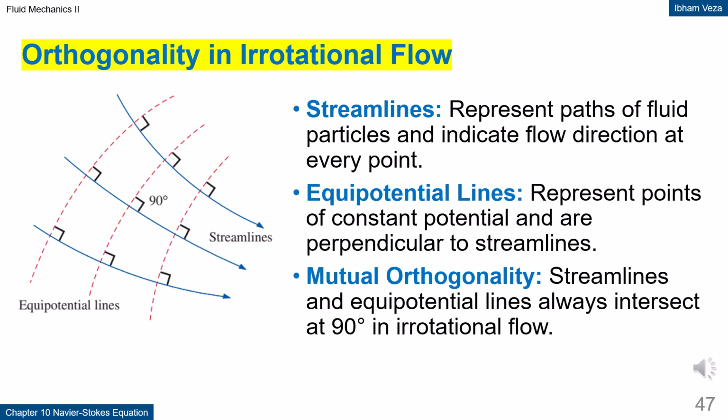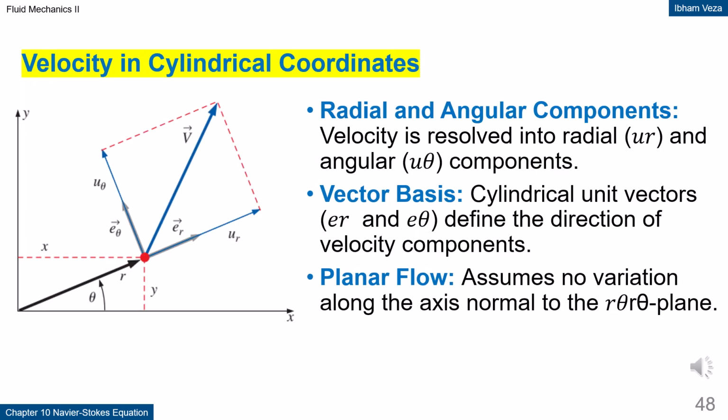By looking at one family of lines, the nature of the other can be immediately inferred. Velocity in cylindrical coordinates. Velocity is decomposed into radial and tangential components. The direction of each component is defined by the unit vectors e_r and e_theta. This approach is very useful for flows with circular symmetry.